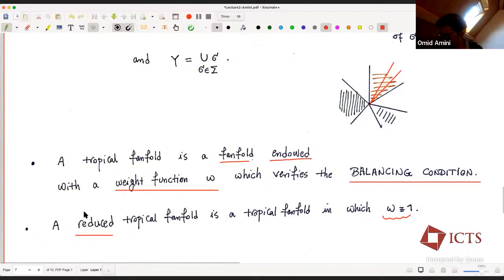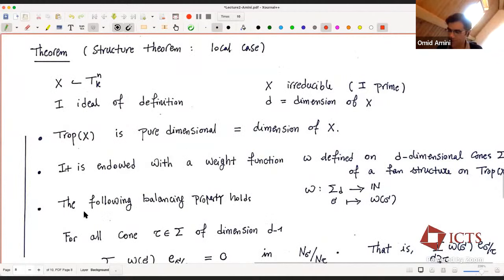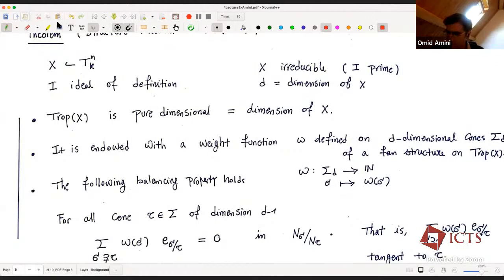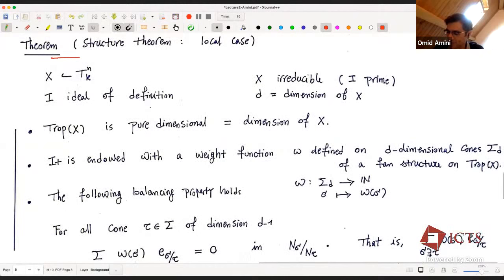The balancing condition is the condition which comes out of the structure theorem in the local case. I just list it here, and then you will see that it makes precise the definition of a tropical fanfold. This is the theorem which gives you the definition of the tropical fanfold. A tropical fanfold is a fanfold which verifies the properties listed here. Of course, it is a subset of R^n which verifies the polyhedral properties coming out of the structure theorem. This is somehow the second fundamental theorem of tropical geometry in the local case, where you work with K, the base field, with trivial valuation, so there's no valuation.